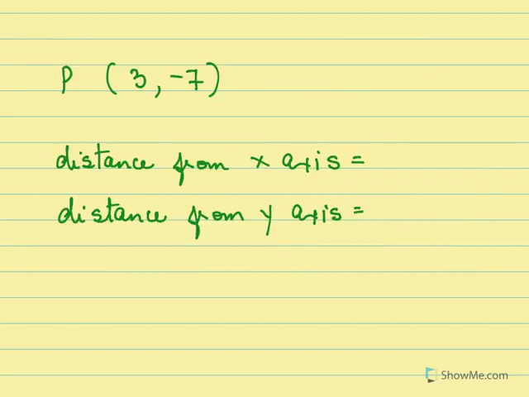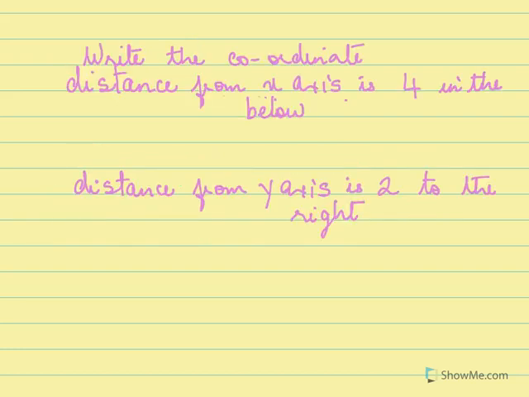Now for the point P (3, -7), what is the distance from the x-axis? Now remember, the distance from the x-axis is the y coordinate, so that is 7. And what is the distance from the y-axis? The distance from the y-axis is the x coordinate, and that is 3. Write the coordinates of the point.